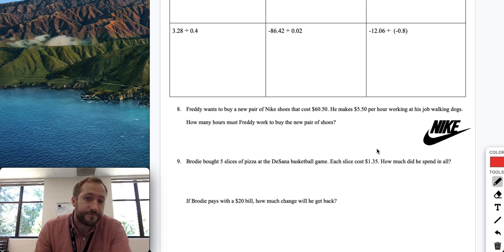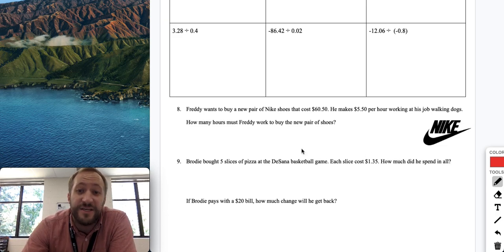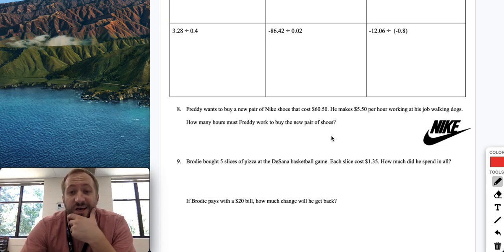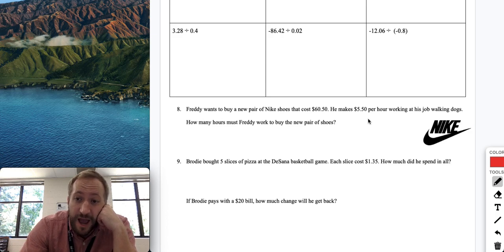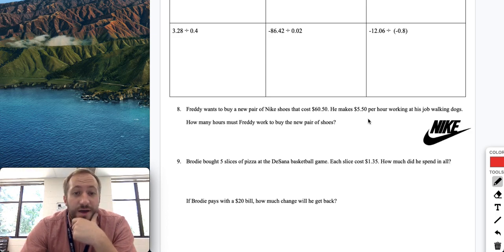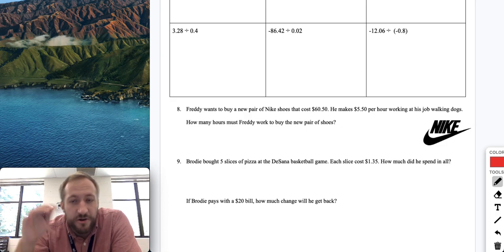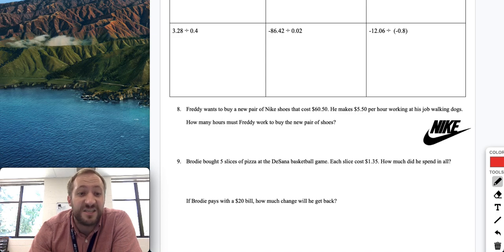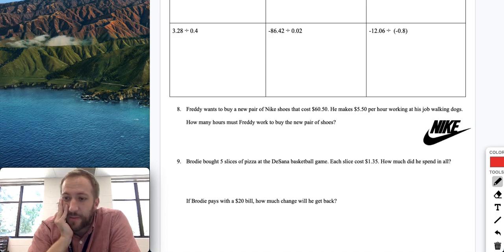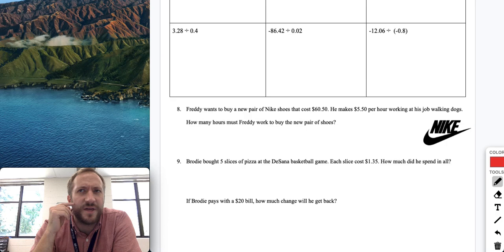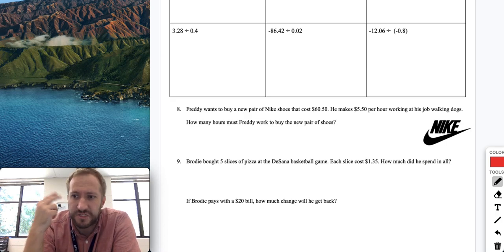So, look at this first one. It says Freddie wants to buy a new pair of Nike shoes that cost $60.50. He makes $5.50 per hour working at his job walking dogs. How many hours must Freddie work to buy the new pair of shoes? Let's see, he makes $5.50 an hour and he needs $60.50. So that's kind of tough to think about. But if you think $5.50 an hour, that'd be about $11 for 2 hours, about $16 for 3 hours. It's going to take a good bit of hours to get up to that $60.50 mark.